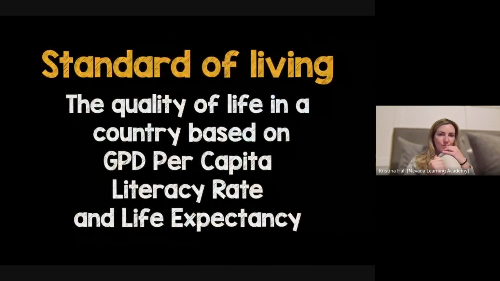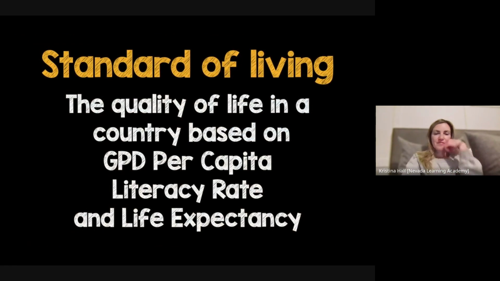Okay, it might seem pretty complicated, but it's not. To make this easier, we're going to simplify this down a little bit. Standard of living is the quality of life in a country based on 3 factors. And those factors are GDP per capita, literacy rate, and life expectancy.